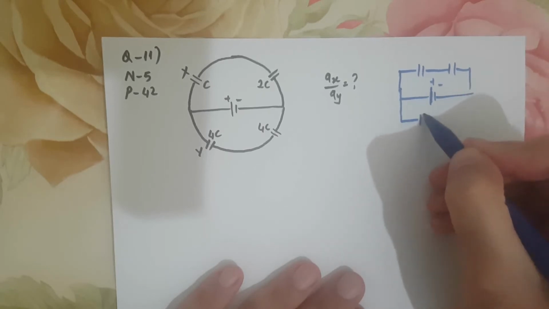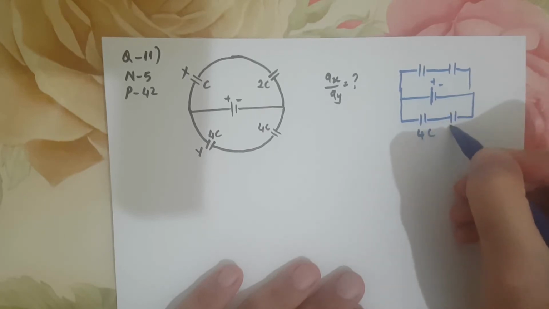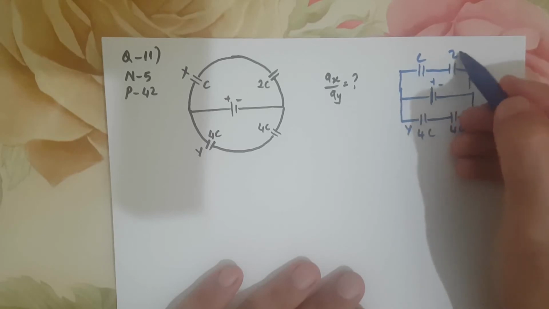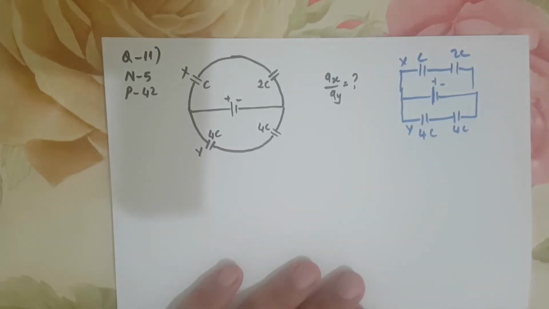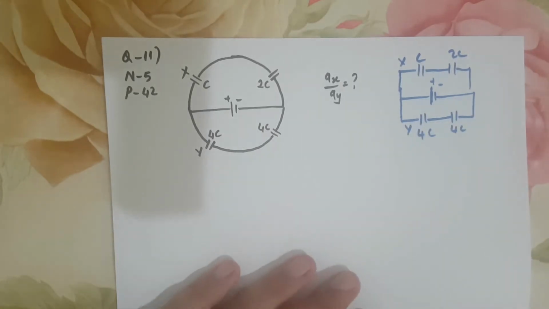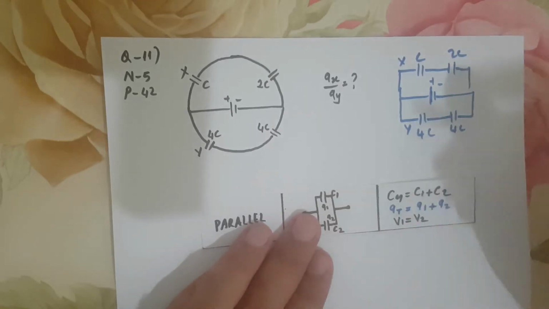Yes, we can write like that for C. This one is the y, this one is the c, this one is the 2c, this one is the x. Can you see? And more, it's easy. What we have to know here, if it's the parallel one, is the V is the same. Can you see? That one is the V is the same.